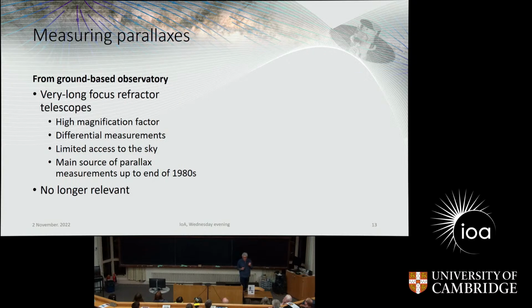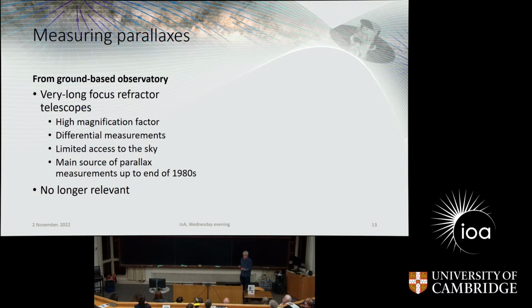So, for measuring parallaxes, that was done with ground-based observatories. Actually, before this, there was a little bit more with the heliometers that Bessel used and people after him, but after that it became very long focus refractor telescopes like the Yale telescope with photographic plates. They were taking photographic plates at different times of the year and comparing the positions as they developed over the years.